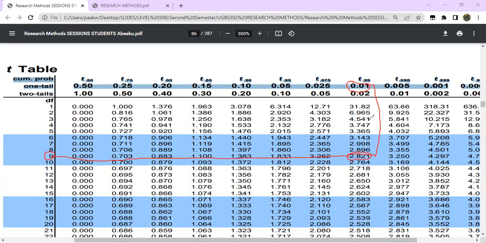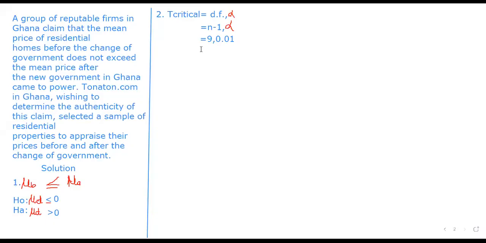Okay, 0.01. This is a one-tail test. You match it with 9 degrees of freedom. So where they meet is here, 2.821. So our T critical is 2.821.